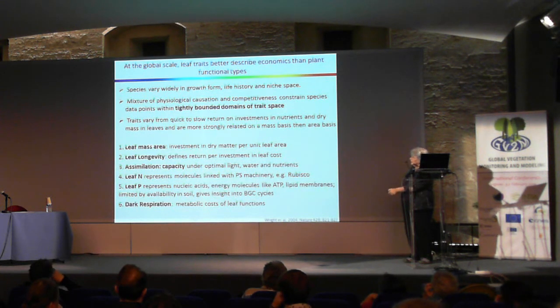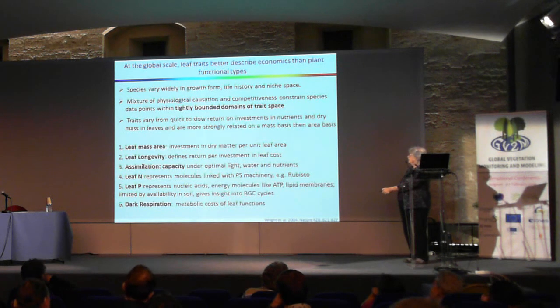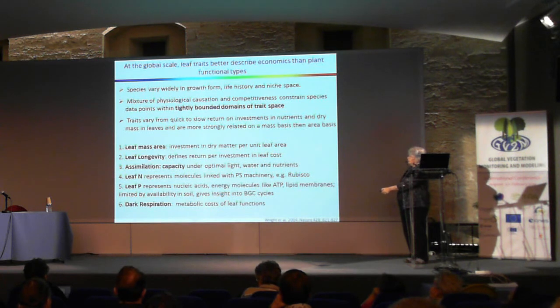And the traits that Ian et al. identified in that paper that seemed to hold up: leaf mass area turns out to be really important, and I'll show you that we can, in a number of cases, derive that from the remote sensing data. Longevity just comes from having multiple image captures. Assimilation capacity is optimized for light and water and nutrient budgets.